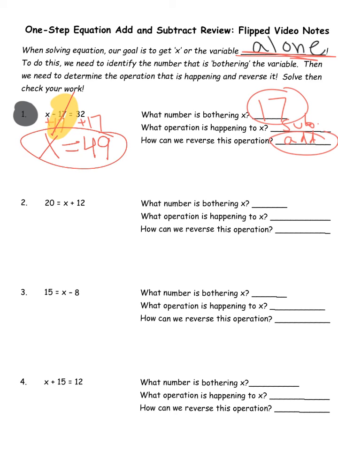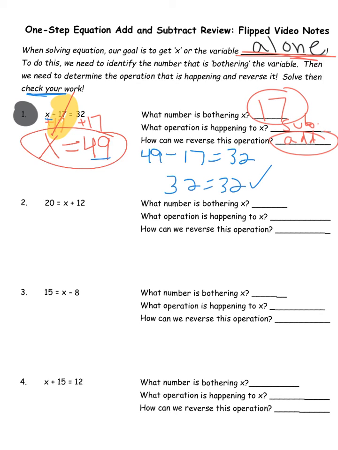So I find out my answer should be 49, but I want to make sure that's correct. So I'm going to plug it back in, which is called checking my work. Instead of x, I'm going to replace it with a 49. 49 minus 17 should equal 32. 49 minus 17 does happen to be 32. So because both sides are equal, I know I got it right. Okay, on to the second question.